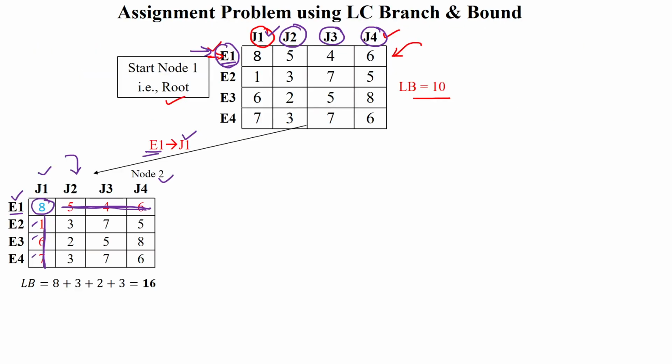Now as per that, in the first row the value is 8. That's what we select, not the minimum value, the selected value: job 1 is assigned to E1. Then in the second row the minimum value is 3. Then in the third row the minimum value is 2, that's what is given here. In the fourth row the minimum value is 3. So that's what is given here. So the addition of all the values is 16.